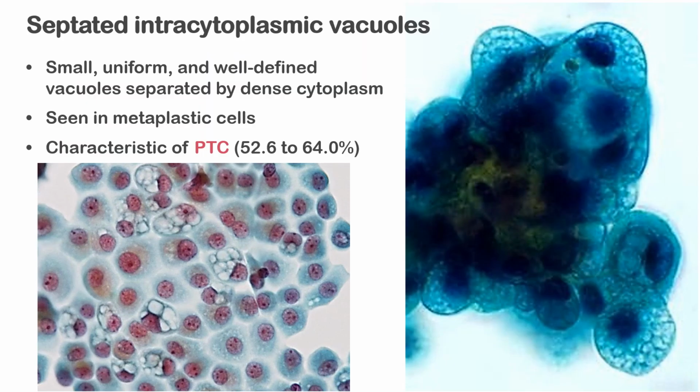These are septate intracytoplasmic vacuoles. Small, uniform, and well-defined cytoplasmic vacuoles separated by dense cytoplasm. These are characteristic of PTC, particularly in cystic PTC.